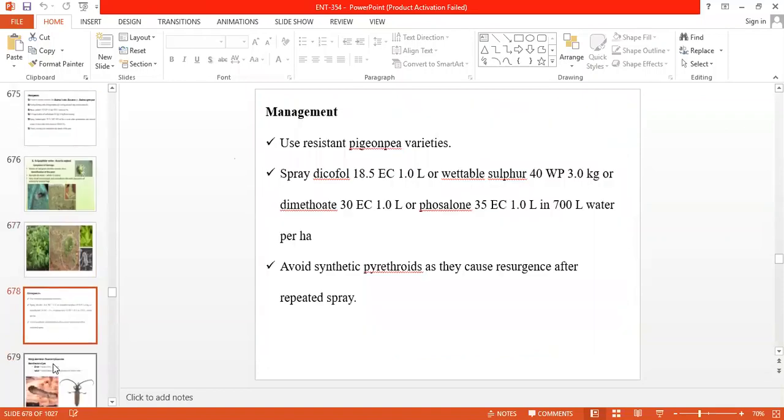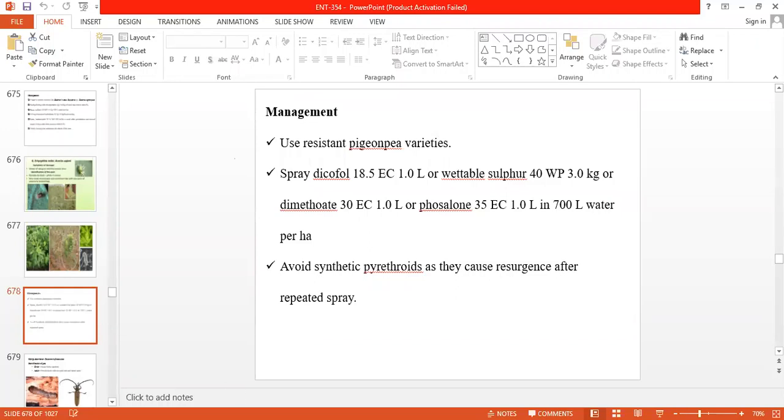Use resistant pigeon pea varieties. Use acaricides, mainly dicofol 1 liter, or wettable sulfur 3 kg, or dimethoate 30 EC 1 liter, or phosalone 35 EC 1 liter in 700 liter of water. Avoid synthetic pyrethroid chemicals to avoid the resurgence of the pest.